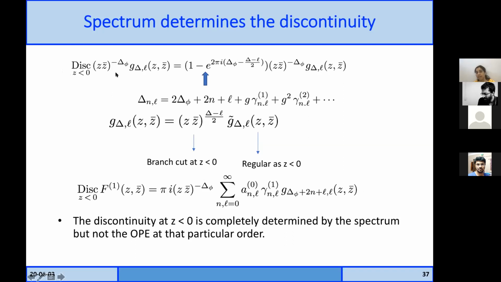Now you remember that this is the discontinuity of a single conformal block when Z is less than 0. If you look into the phase factor, this one, and here these deltas are given by this. If you plug it in this expression and expand this factor in g, you'll see that this 1 gets cancelled by the 1 which comes from the exponential. And this factor within the bracket starts at order g. So it automatically takes you to a next order in perturbation theory.